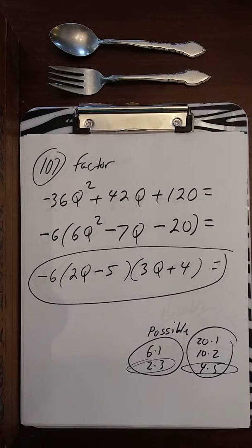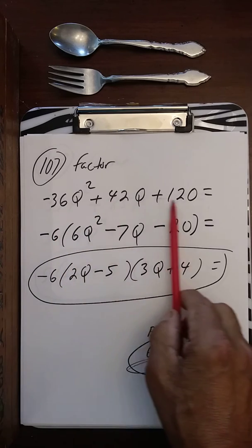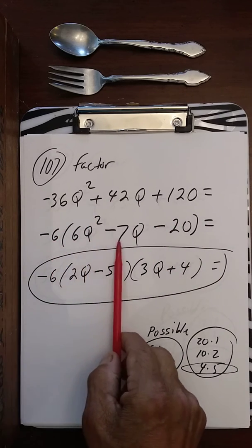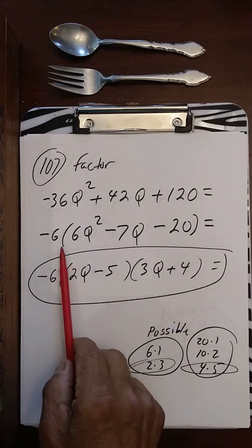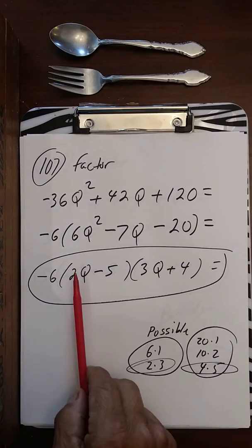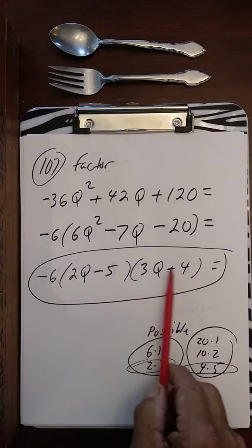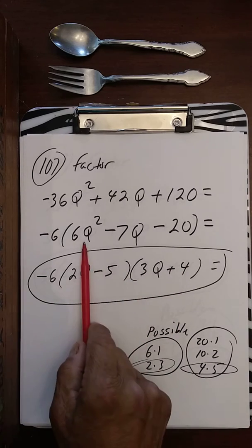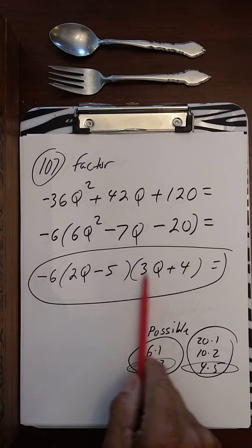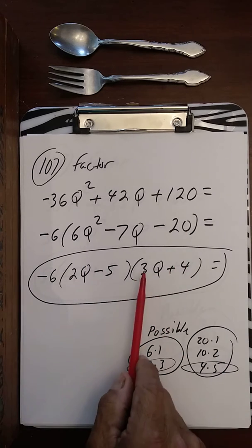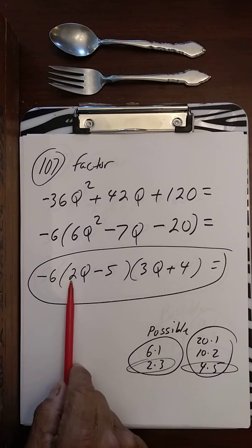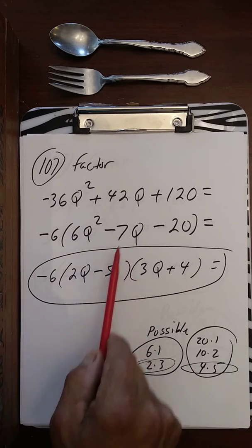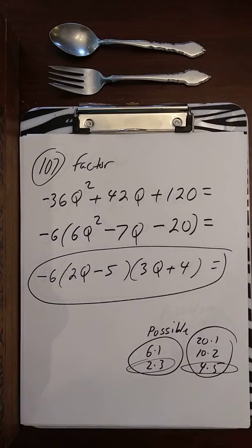Factor. What can we take out first from all this? A negative 6. That leaves you 6q squared minus 7q minus 20. Can I factor this some more? Yes, we can factor it into 2q minus 5, 3q plus 4. Does that work? Let's check it. 2 times 3 is 6q squared. Yes, the last: negative 5 times 4 is negative 20. Yes, now the middle parts. This is going to be negative 15, and this is going to be 8. So 8 minus 15 is negative 7. Yes, that works.